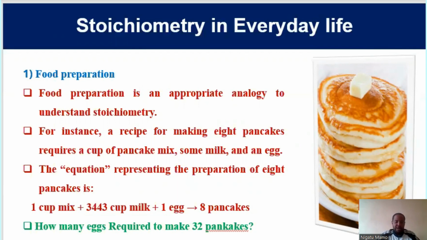give 8 pancakes. How many cups of mix, how many eggs, and cups of milk are required to make 32 pancakes? This is for your assignment. You can calculate the amount of cup mix, cup milk, and egg to prepare 32 pancakes.